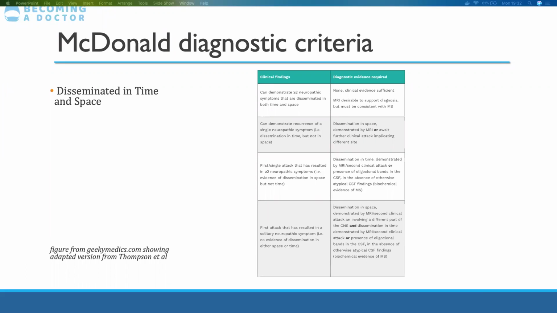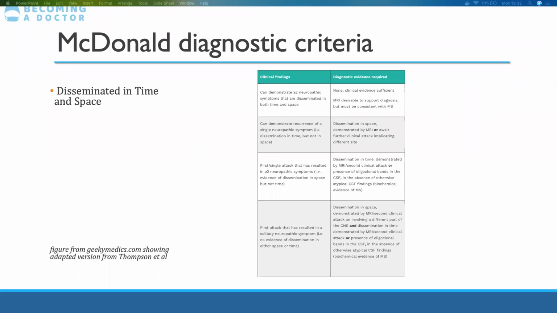So at that point, we would either need to wait until it shows a dissemination in space, or we can, so basically waiting for another clinical attack at another site, or we can do an MRI, and if that shows dissemination in space, at that point you can be like, okay, this could be MS.